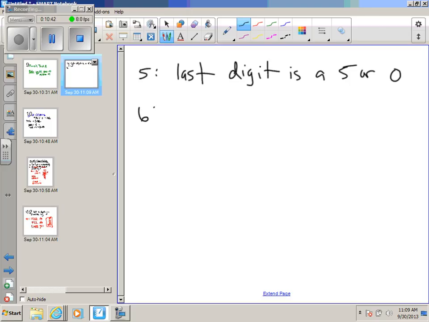6. It's divisible by 6 if it's also divisible by 2 and 3.